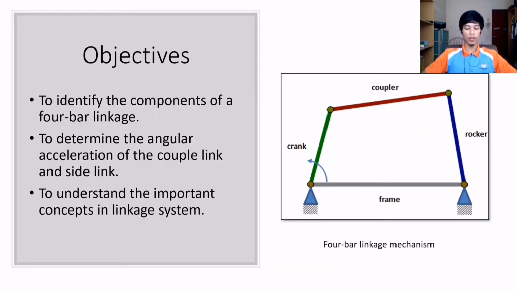In this case study, our objectives are to identify the components of a 4-bar linkage, to determine the angular acceleration of the coupler link and side link, and finally to understand the important concepts in linkage systems.